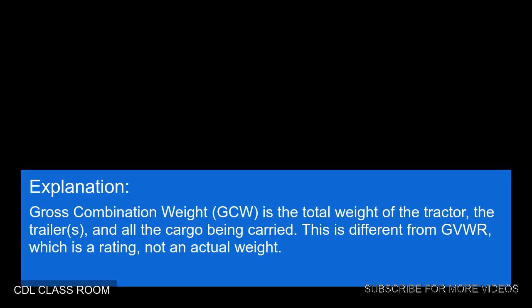Explanation: gross combination weight, GCW, is the total weight of the tractor, the trailers, and all the cargo being carried. This is different from GVWR, which is a rating, not an actual weight.